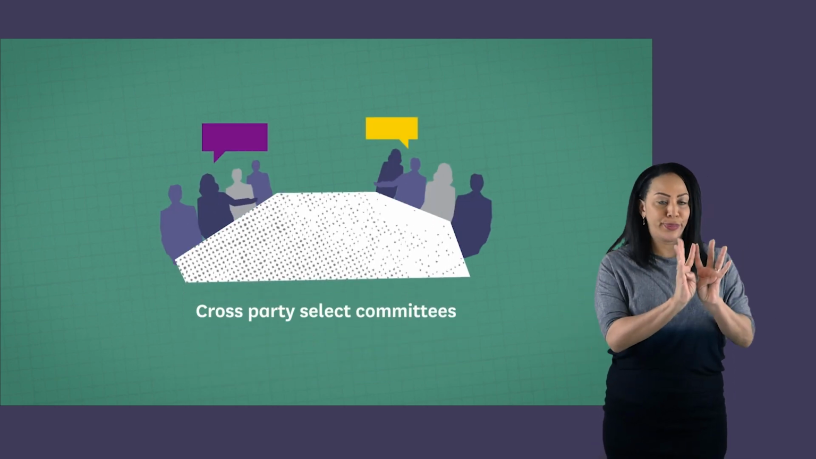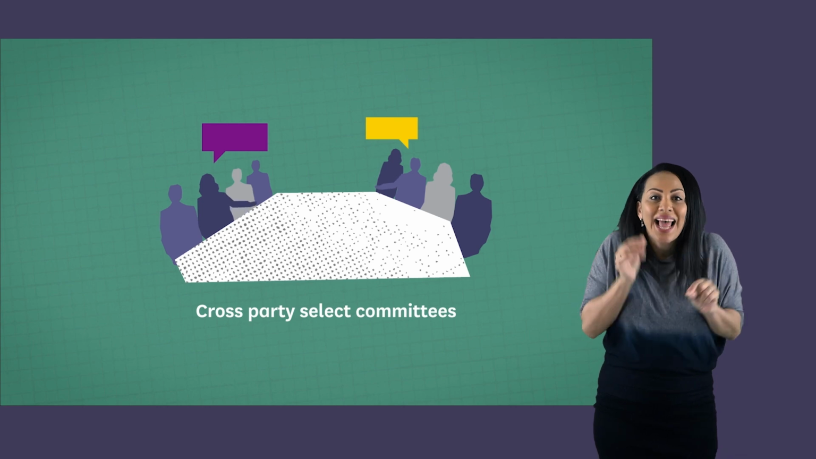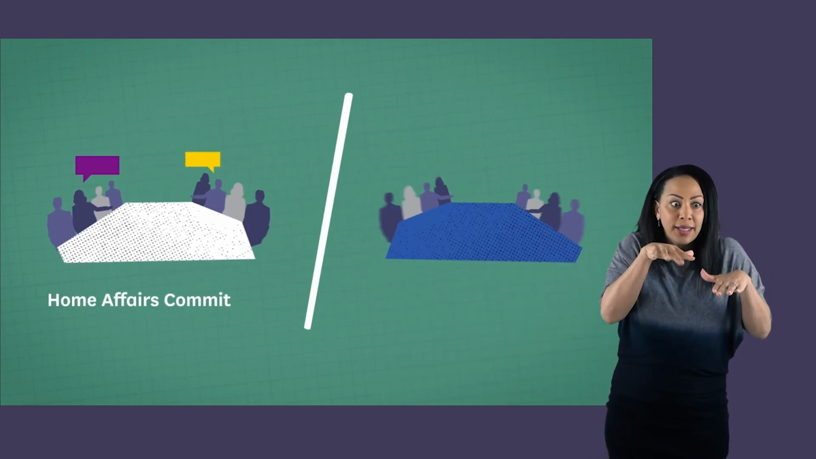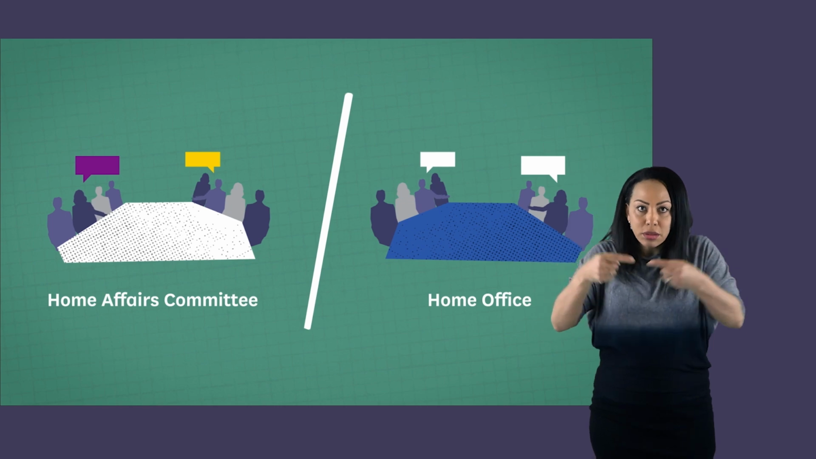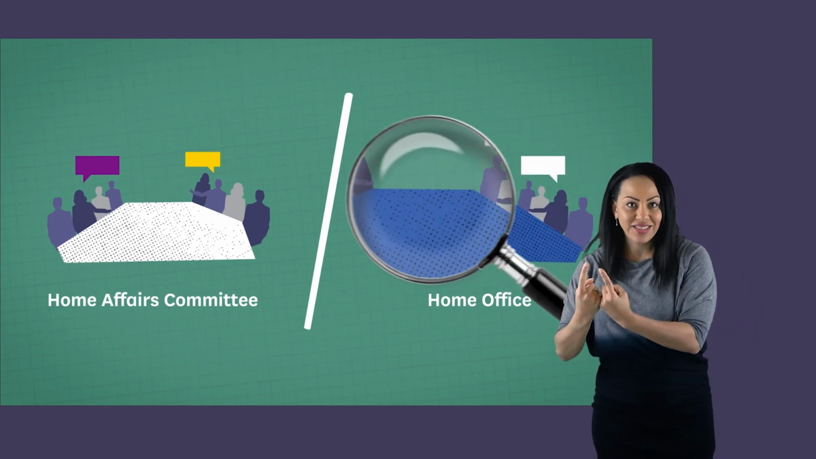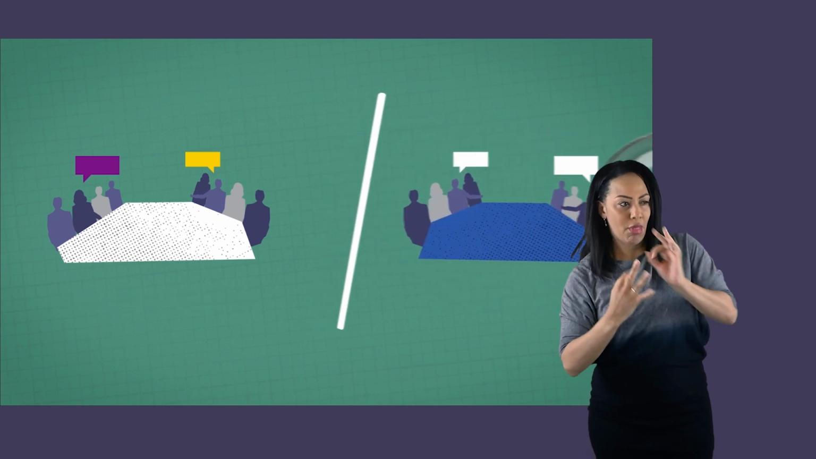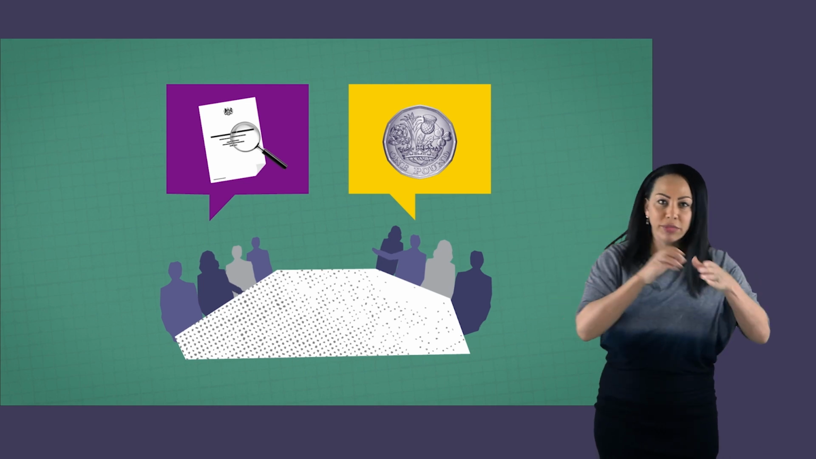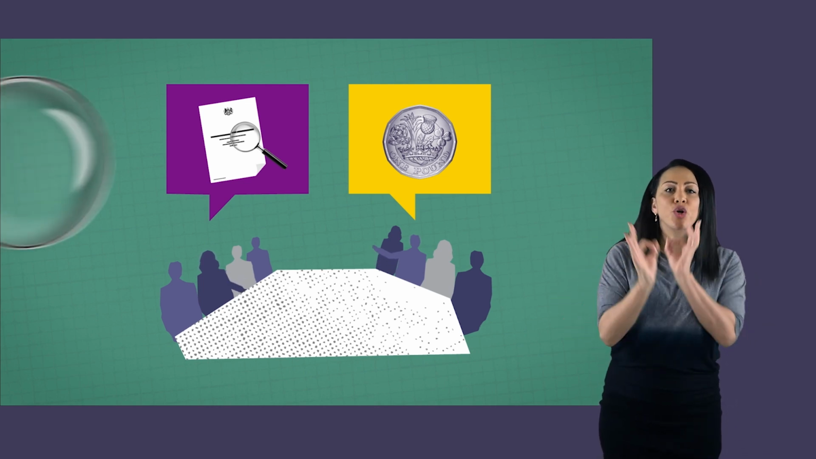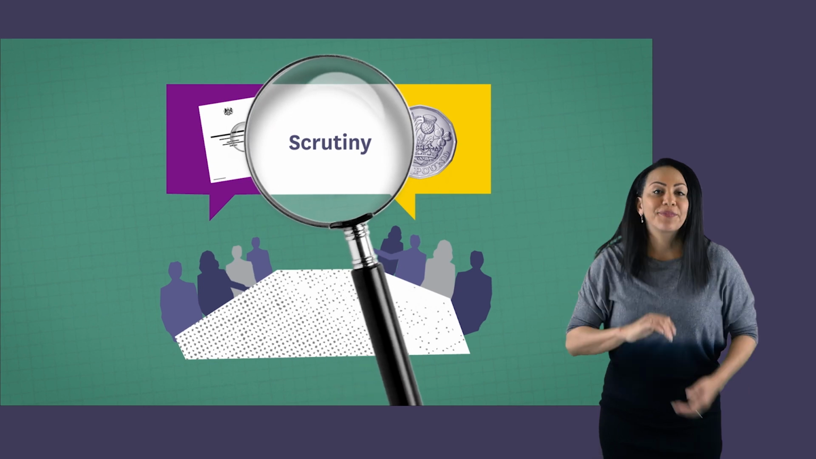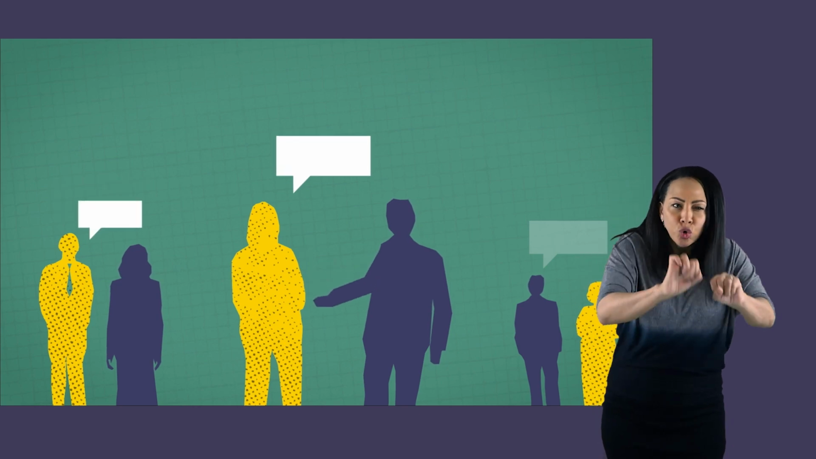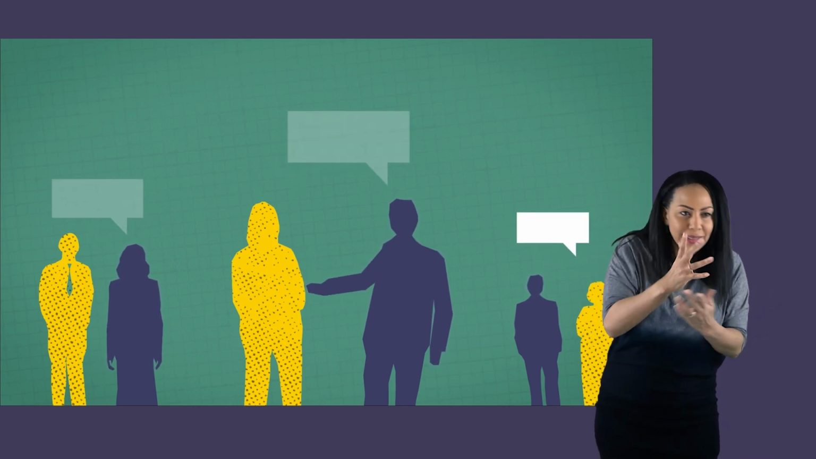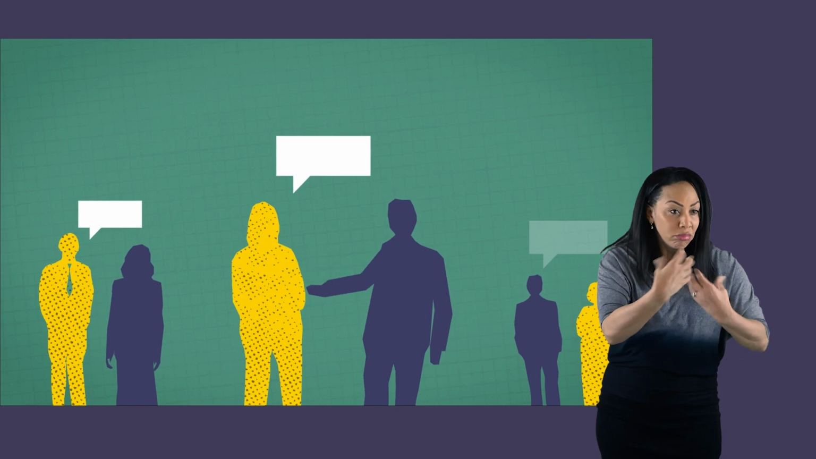Away from the chamber, lots of MPs are also members of cross-party select committees. Most select committees in the House of Commons mirror government departments. For example, the Home Affairs Committee is responsible for scrutinising the work of the Home Office. Select committees review policies and government spending by holding inquiries to look at specific issues in detail. This is called scrutiny. Committees ask experts and members of the public to share their knowledge and experience of how laws and policies affect their everyday lives to inform their inquiries.